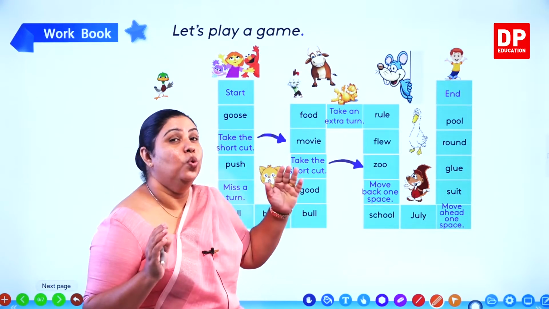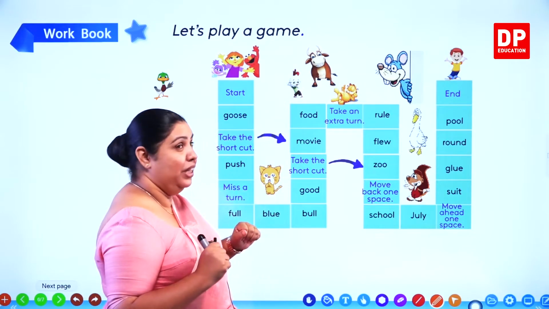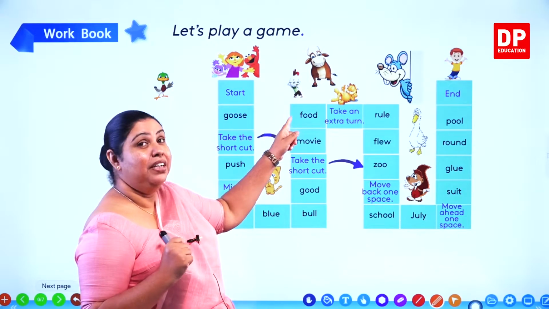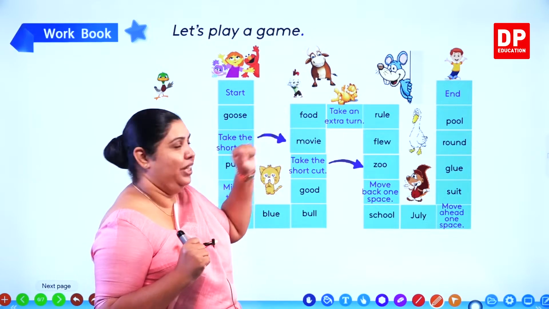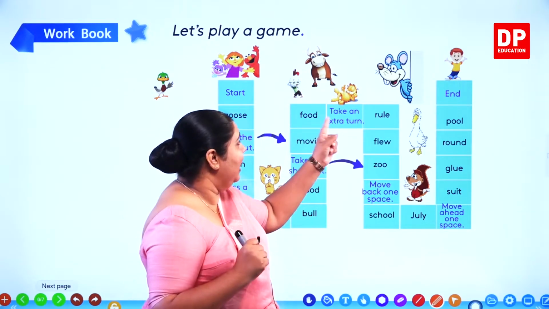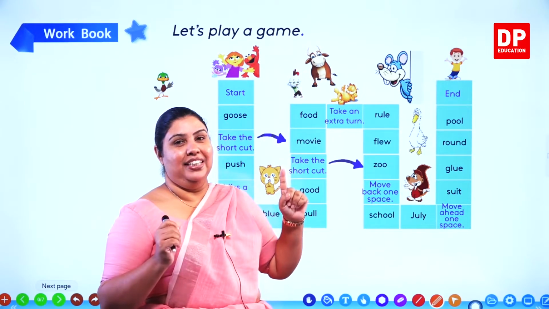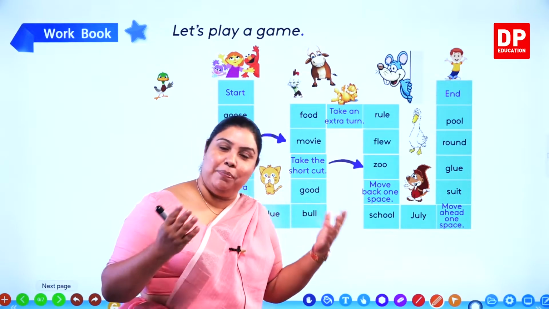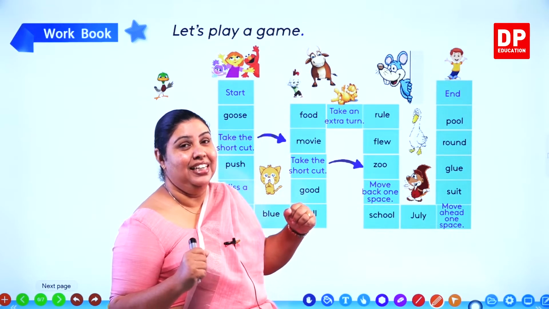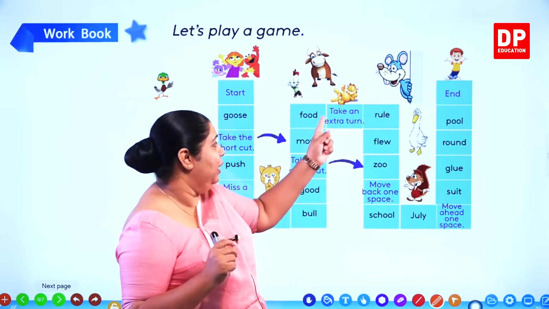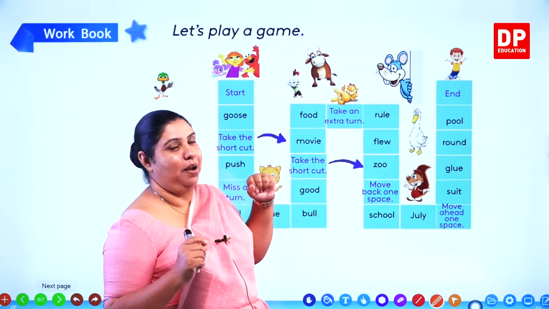Movie. The word is movie. Then we have the word food. The word food. Then if we come to this square, take an extra turn. Oh, ඔන්න අපිට extra turn එකක් ගන්න කියලා කියනවා. තව පාරක් අපිට දාන්න කියනවා dice එක. That is only if we come to this square. Okay? මේ කොටුවට ආවොත් තමයි අපිට ඒ chance එක හම්බෙන්නේ.